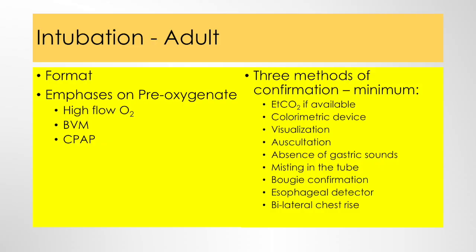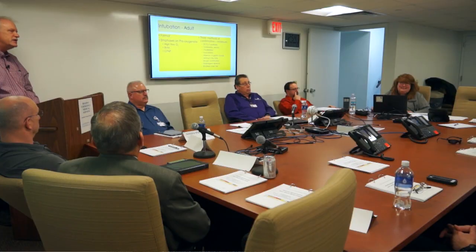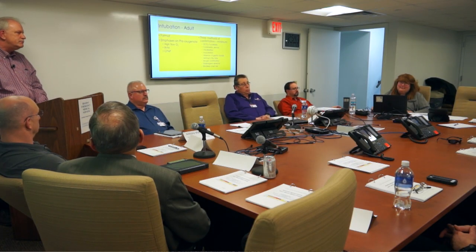Tony had mentioned earlier the 3 methods of confirmation minimum, getting confirmation that the tube is in the trachea. Those, a list there of the confirmation would be end-tidal CO2 if you've got it, colorimetric device, direct visualization, auscultation, listening for gastric sounds, absence of gastric sounds, misting, bougie confirmation, an esophageal detector device, and bilateral chest rise. You want at least 3 of those documented.